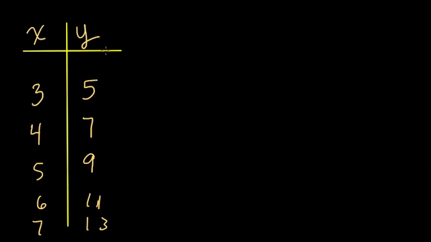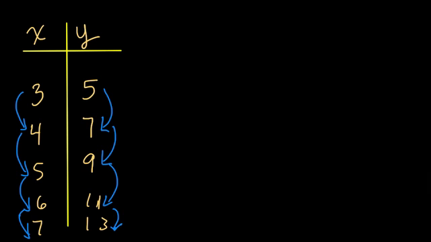Okay, so if they ask you to find an algebraic expression or equation for this table right here, what you might do is to first look and see that our x values are going up by 1, right? It goes from 3 to 4 to 5 to 6 to 7. So they've arranged these x values in ascending order. And the same is true for the y, except I notice they're going up by 2 each time.